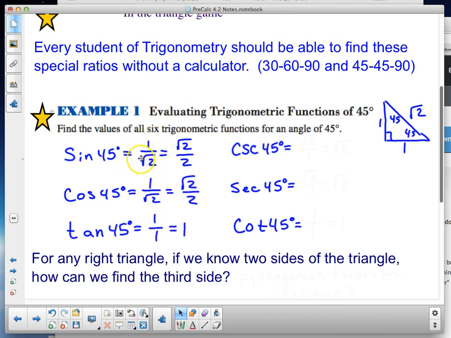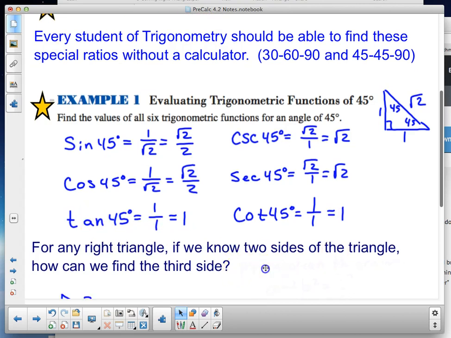Keep in mind, the sine was opposite over hypotenuse. The cosecant is hypotenuse over opposite. And so I just flip it. Square root of 2 over 1, so it's the square root of 2. And for that very same reason, the reciprocal of 1 over the square root of 2 is just the square root of 2 over 1, which is the square root of 2. And then cotangent, the reciprocal of 1, was quite easy. It was 1.